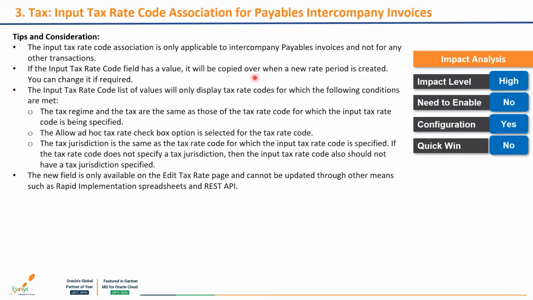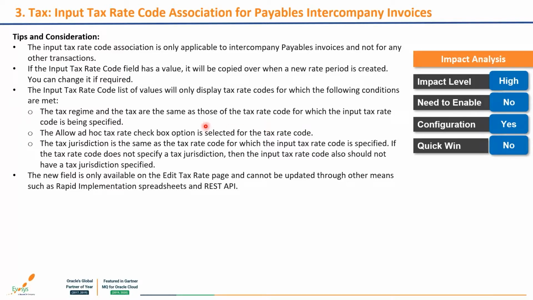Now, in order for a tax rate code to appear in the list of values while choosing the input tax rate code for an intercompany payable transaction, there are some conditions which should be fulfilled, right? The tax regime and the tax should be the same for both tax rate codes, the one mentioned on the receivables intercompany invoice and the one on the payable intercompany invoice. Both tax rates should be represented by the same tax regime and same tax.